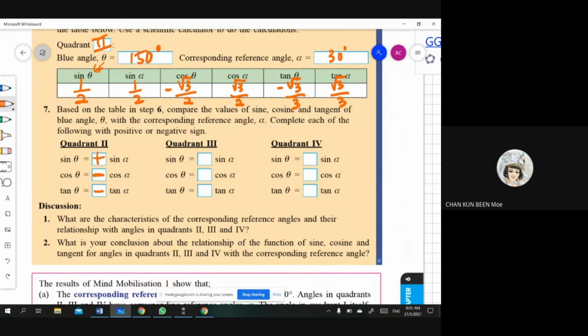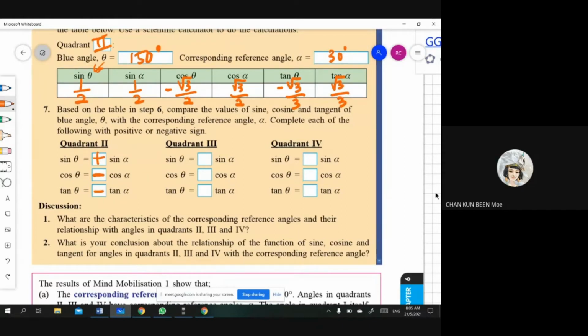Are you okay, class? Yes. So you can see for quadrant 2, sine theta is positive. Cos theta and tan theta will be negative, cos alpha, tan alpha. That alpha, do you still remember what this alpha is? It is the corresponding reference angle.